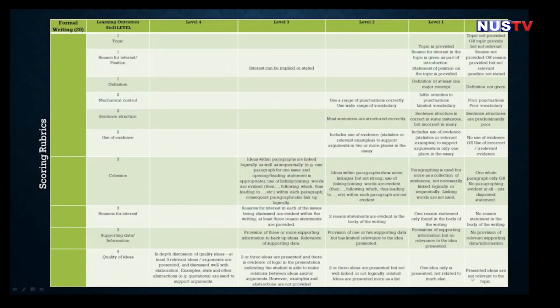But if your essay provides ideas that are irrelevant or totally not relevant to the topic, then you will not be awarded a mark for quality of ideas. And that is the end of our lesson for today.